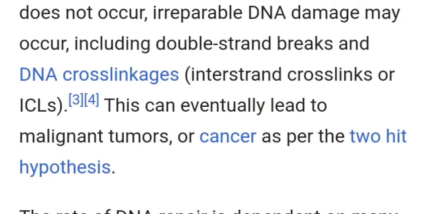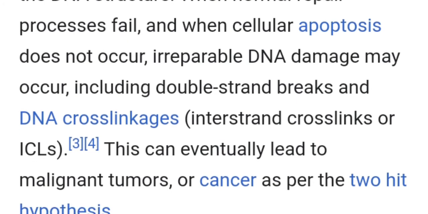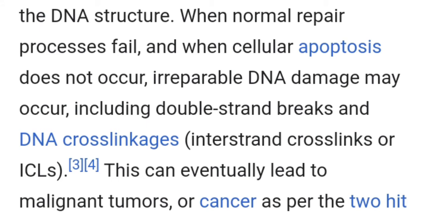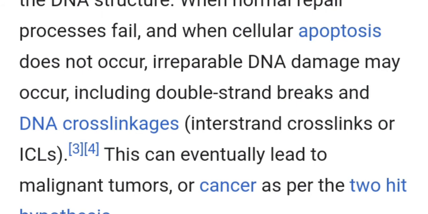Next, it is saying that when the normal repair process fails and cellular apoptosis does not occur, irreparable DNA damage may occur, including double-stranded breaks and DNA cross linkages, which can be very hazardous. Suppose cellular apoptosis does not occur and the repair process has also failed to correct that mistake. As a result, double-stranded DNA breaks occur, which is very harmful. Both strands have been cut off by some mutagens.